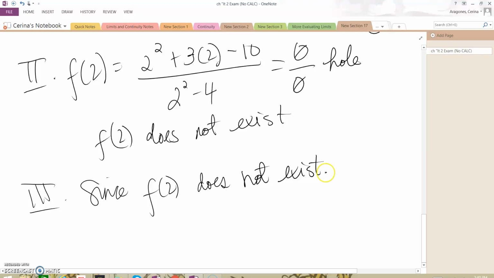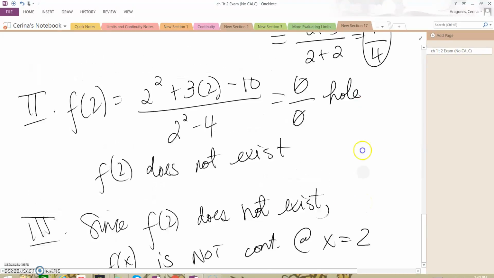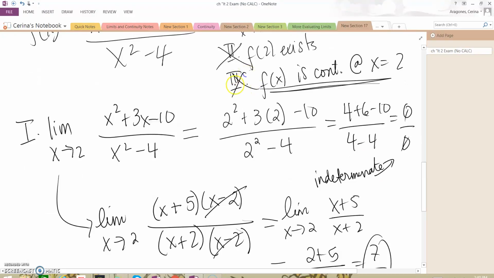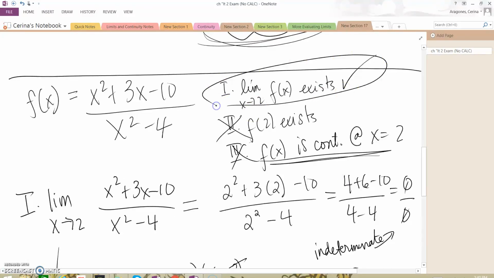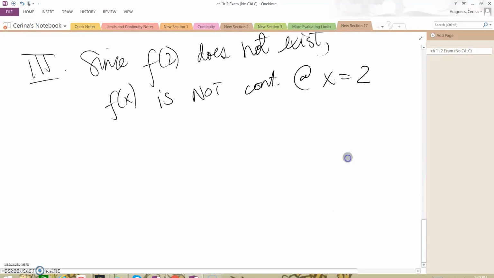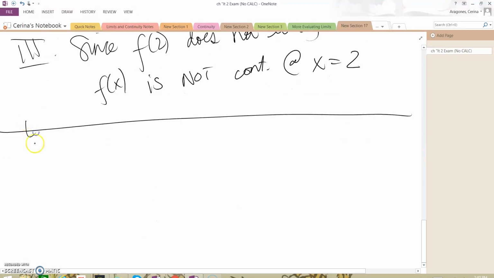So since f of 2 does not exist, f of x is not continuous at x equals 2. So the third statement is also false. So the only true statement was the first one. Okay, so that was the limits and continuity portion. The second portion of the no calculator part was the functions and graphs.